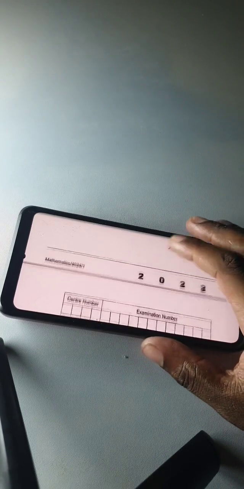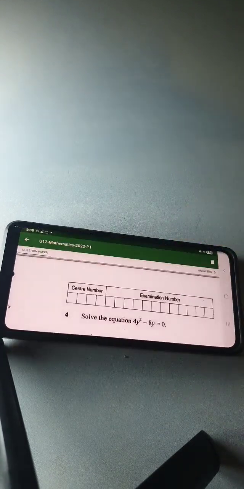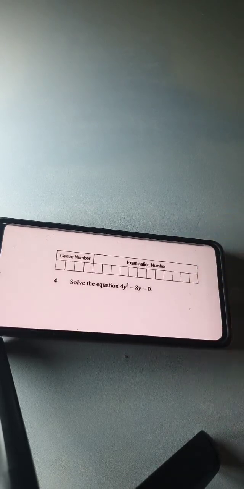Very, very active. Question number 4 is saying solve. So there's a difference. You should know the difference between solve and simplify. Loveness, we need to know the difference. This one we are solving, meaning that we need to know the value of y. The previous one, we were simplifying.